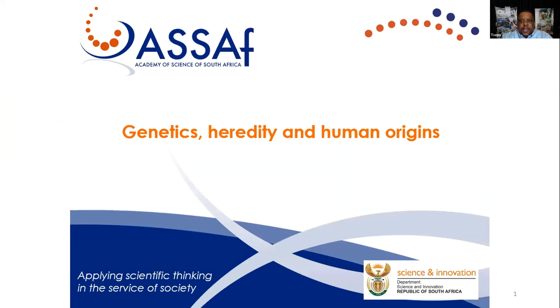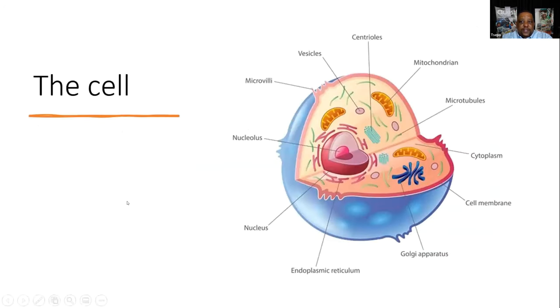So our theme for today is genetics, heredity, and human origins. So we learned at school that the cell is said to be the basic unit of life, and it has three parts: the cell membrane, the nucleus, and the cytoplasm.